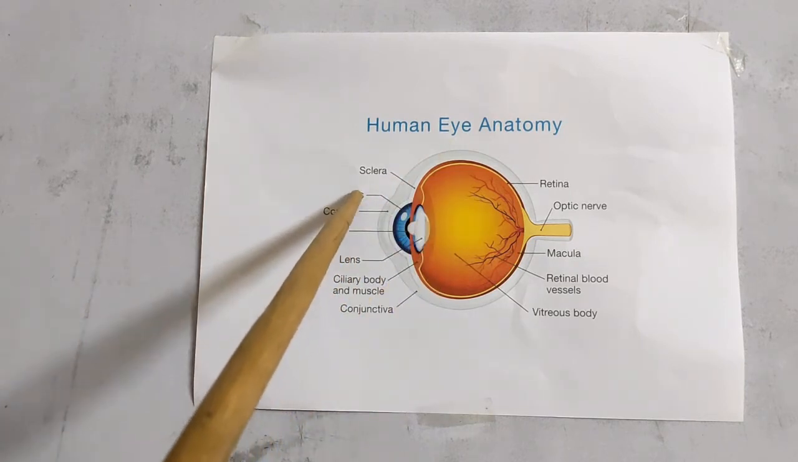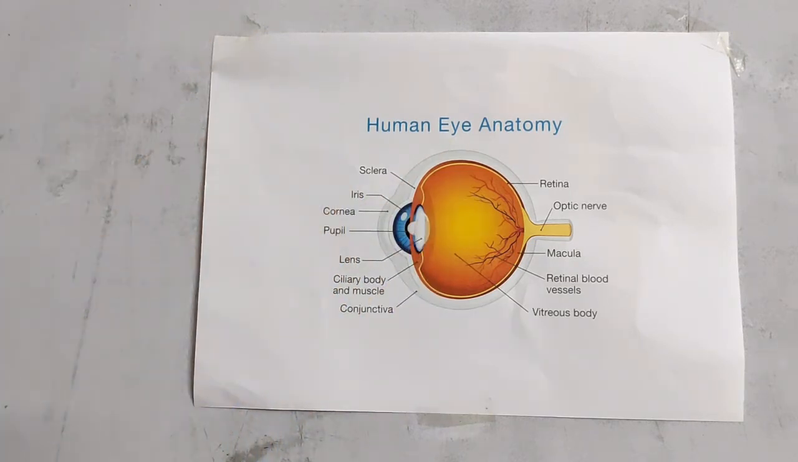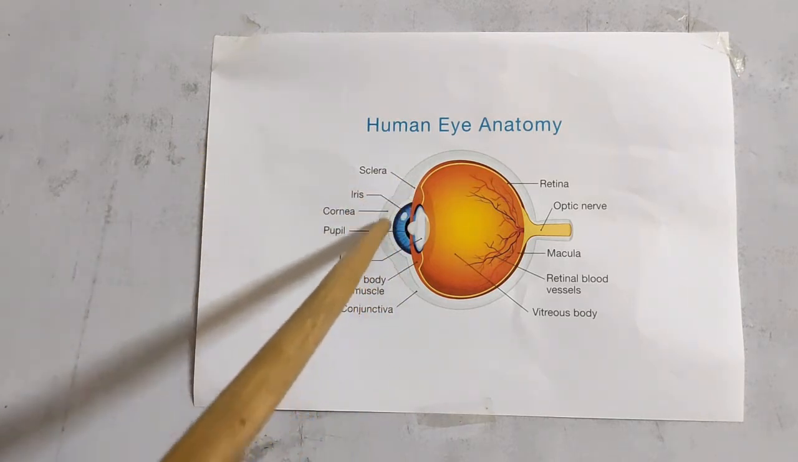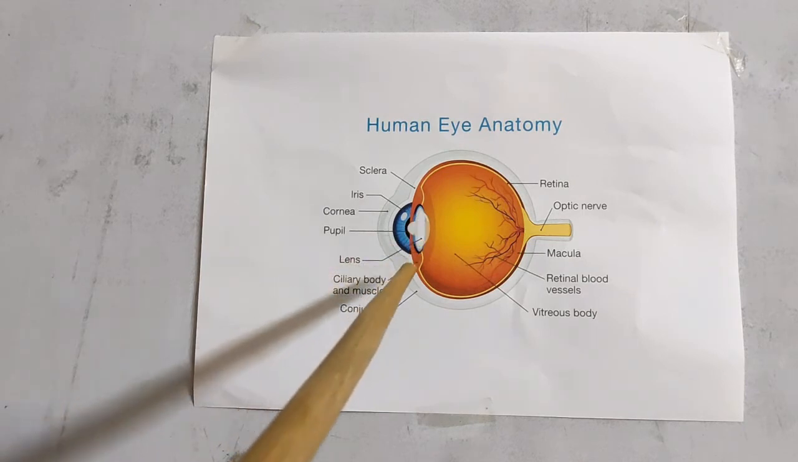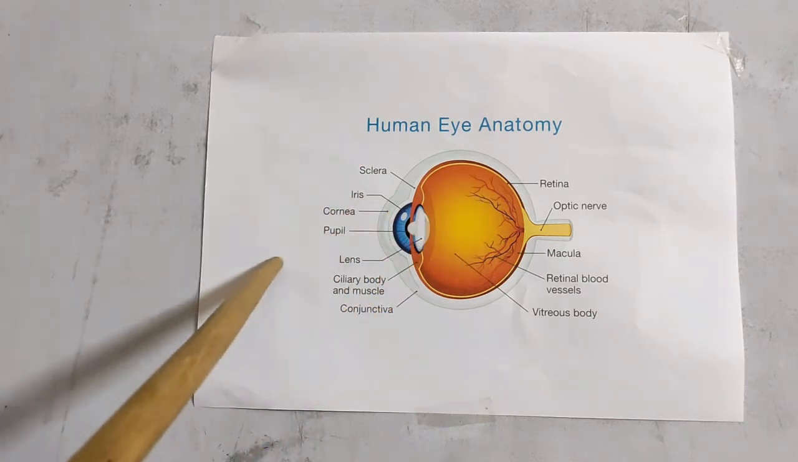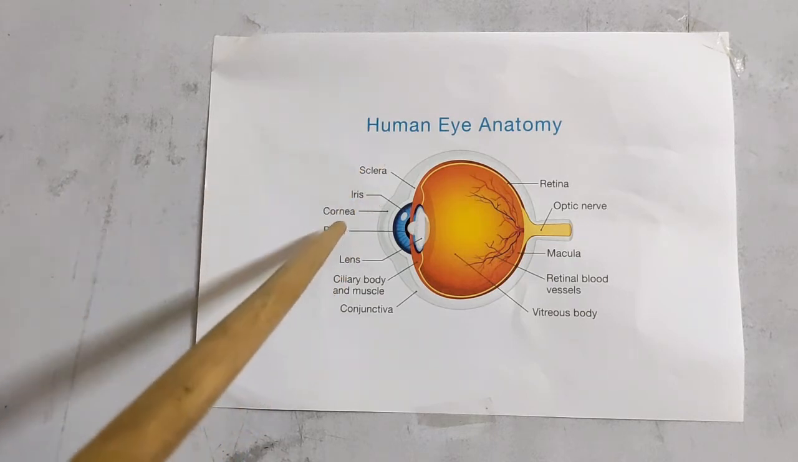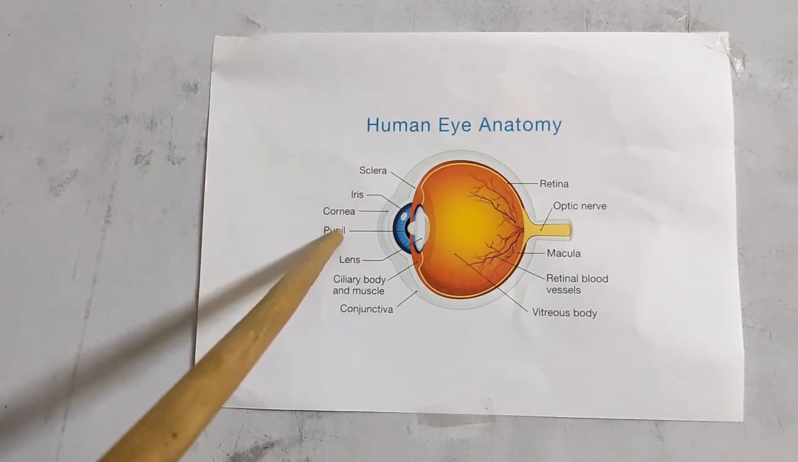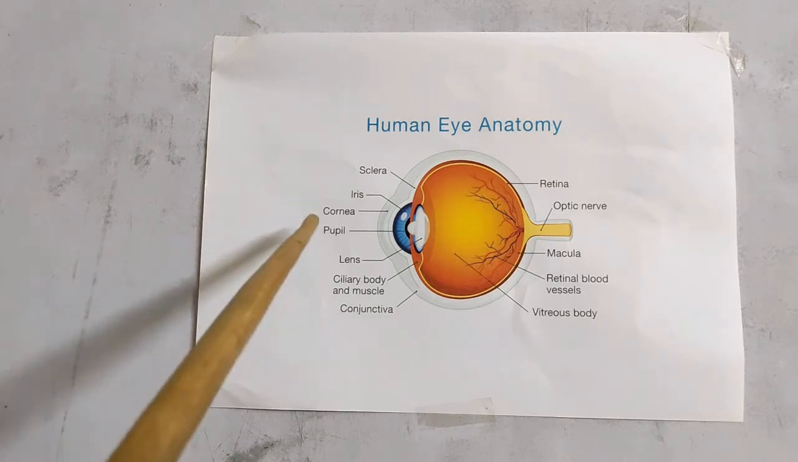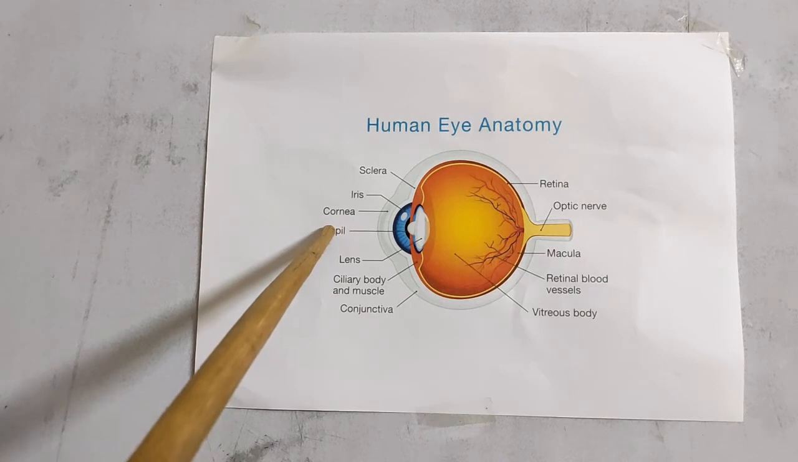The second is iris. Iris is a dark muscular diaphragm that controls the size of the pupil, or we can say it controls the amount of light entering the eye with the help of the pupil. So it is a dark muscular diaphragm that controls the size of the pupil, that is, it controls the amount of light entering the eye with the help of the pupil.